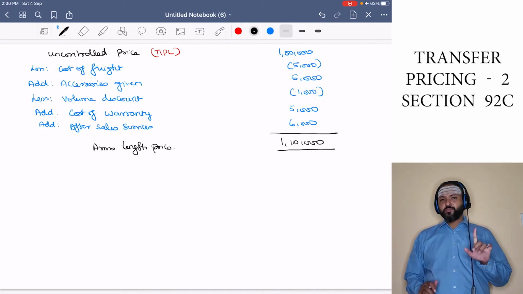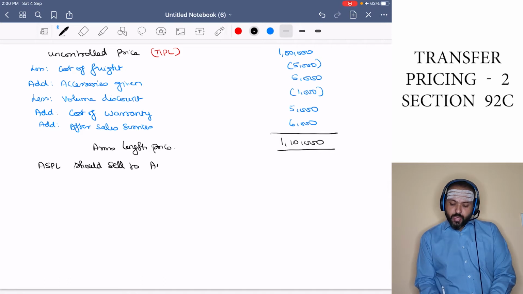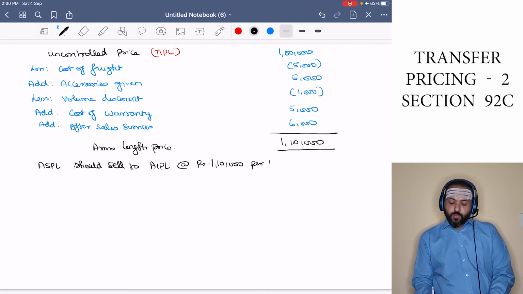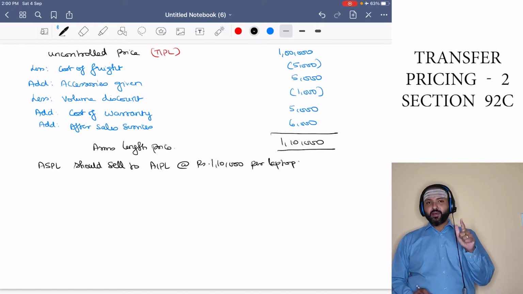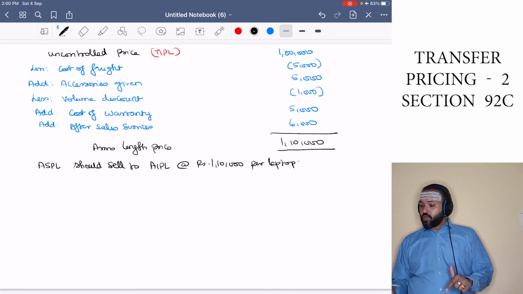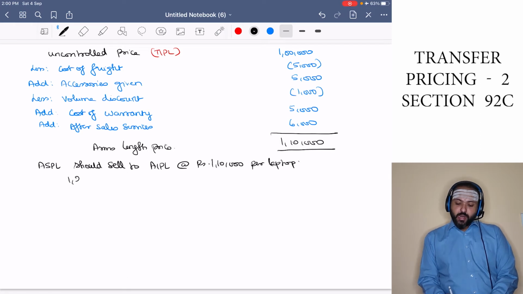So which means what? ASPL should sell to AIPL at rupees 1,10,000 per laptop. But quickly look into the question. What is the rate at which they are selling? ASPL is selling at 1,25,000. Now what has happened?